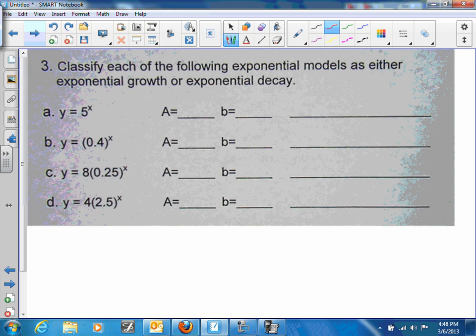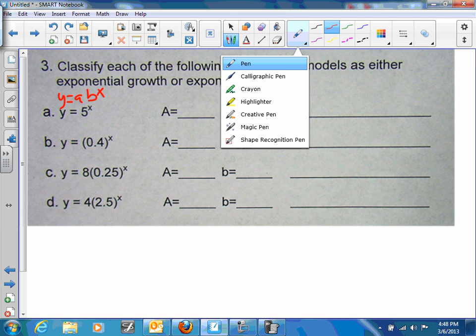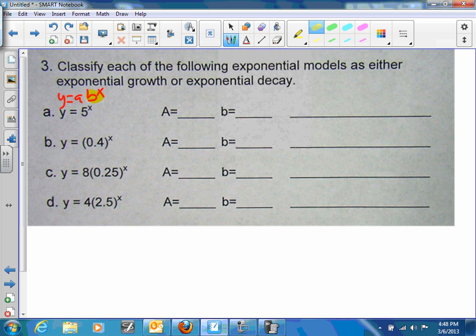And then finally, classify these. Remember, this is y equals a times b to the x. Let me highlight these for you. Here is my b to the x. Notice there's a b to the x, there's a b to the x, there's a b to the x, and then there's b to the x. I want to highlight the a in blue. Notice there's nothing there. There's nothing there. The 8 is there, so I can highlight that. And then, of course, the 4 is there.